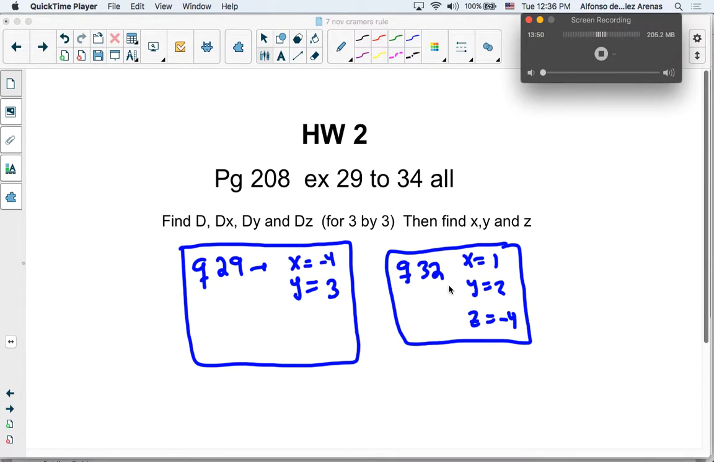Okay, so your homework is using the green book over there. Questions 29 to 34, all. Those are 2 3 by 3 and 2 2 by 2. This is the solution for question 29, and this is the solution for question 32. Begin with these two questions to make sure that you can answer the rest of the questions.